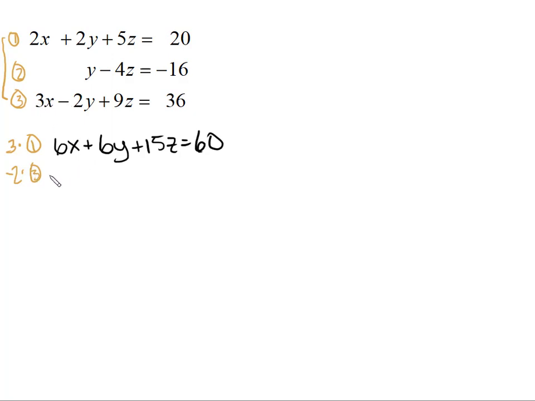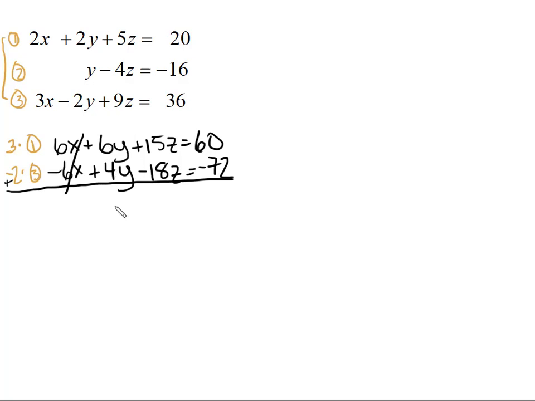So 3 times negative 2 is negative 6x. Negative 2 times negative 2y is positive 4y. Negative 2 times 9z is negative 18z. And negative 2 times 36 is negative 72. And we're going to want to add our answers together, combine these equations. So my x's cancel, which is what I wanted. We end up with 10y minus 3z equals negative 12. Okay, and we created a new equation. We'll give it a number. Let's call this equation 4.